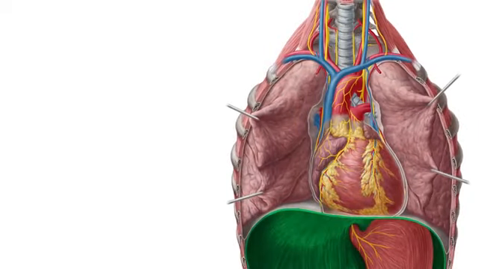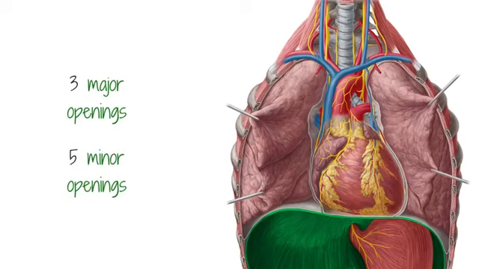The diaphragm has several openings in its dome, which allow structures to pass between the thoracic and abdominal cavities. There are 3 major openings and 5 minor openings.